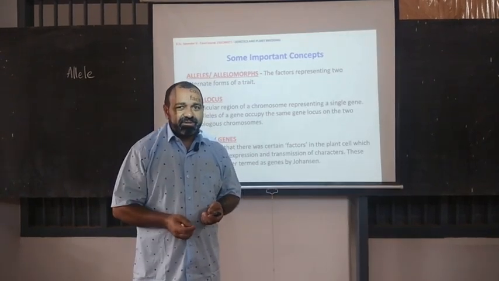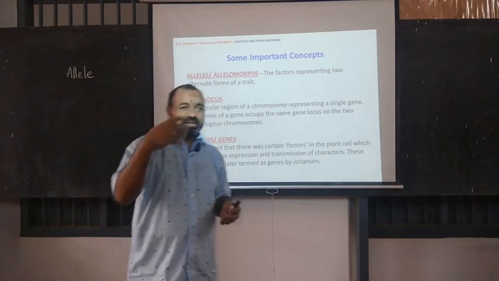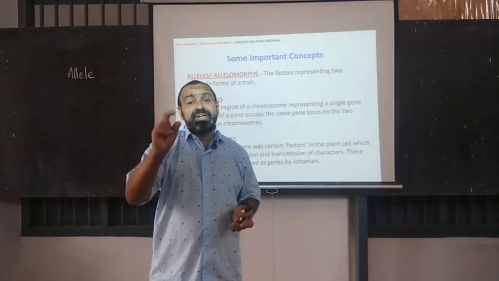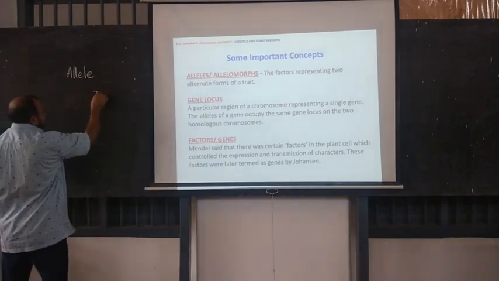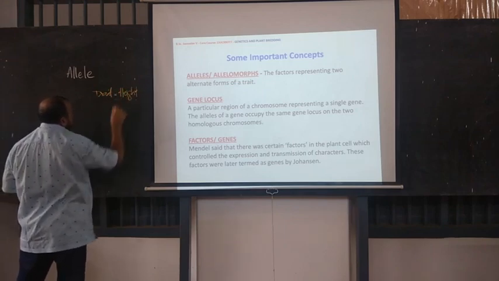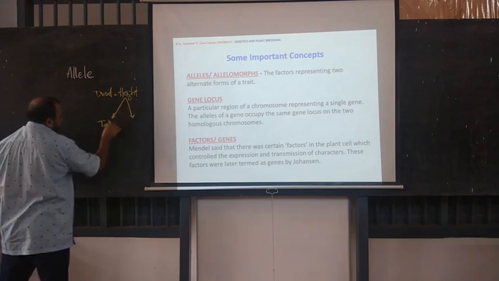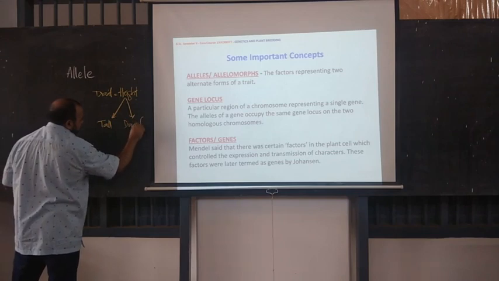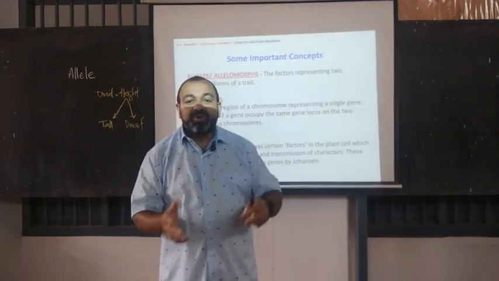or allelomorphs. So, for example, if we are considering the character height of the plant, it can be either tall or it can be dwarf. So, height of the plant is the trait, and it can be either tall or it can be dwarf.